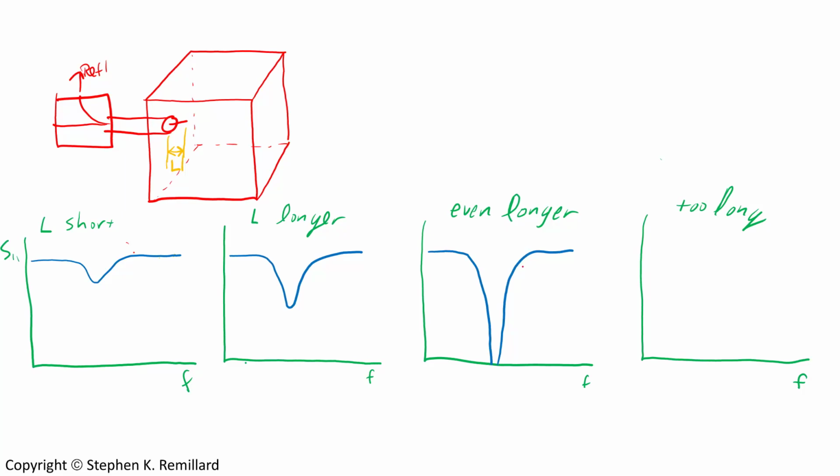What happens if you make it even longer yet? I would call it too long, and your resonance gets very wide. These cases have names. This is overcoupled. When the length is just right that you have an infinitely deep dip, that means that all of the power that comes down the cable goes into the cavity and none of it reflects back. That's critically coupled. In that case, the resonator is matched to that coaxial cable.